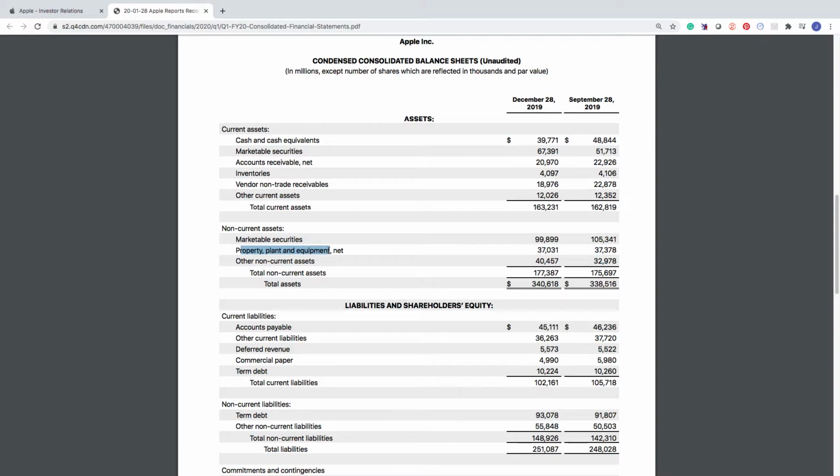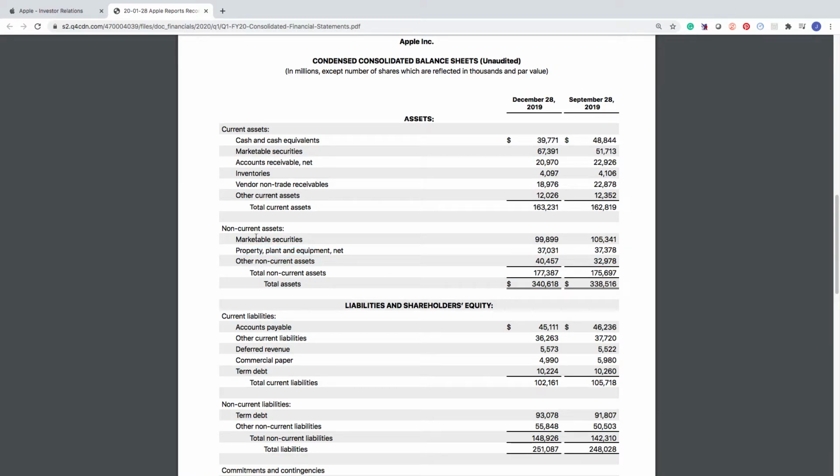So if you think about a company like Apple, it has such a huge presence globally. It's got offices in the US, in Europe, in China, in India, all across the world. So if you sum up the value of all those properties, all of those warehouses that Apple owns, it's roughly 37 billion.